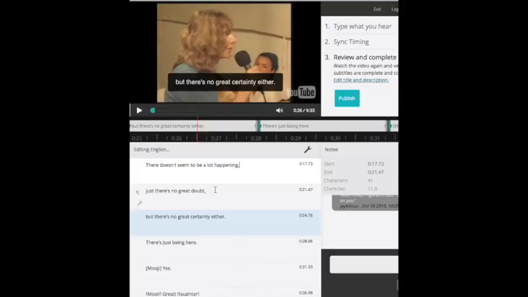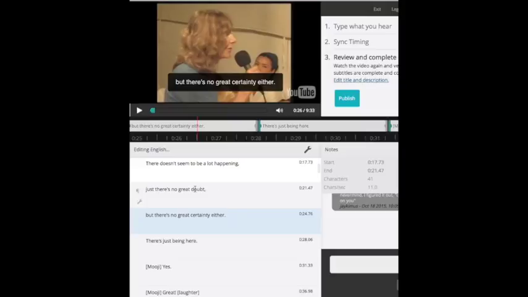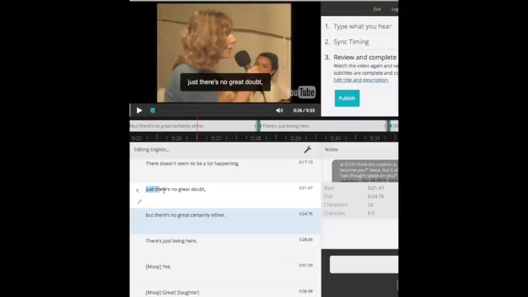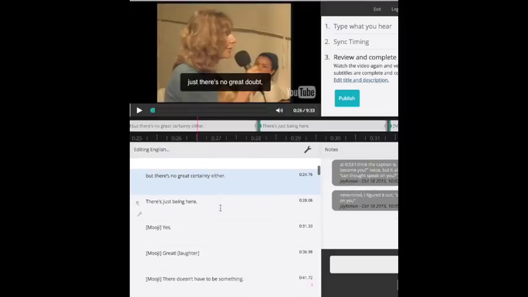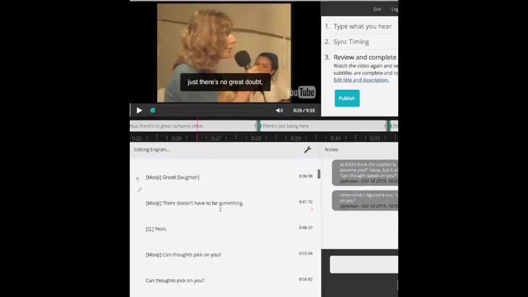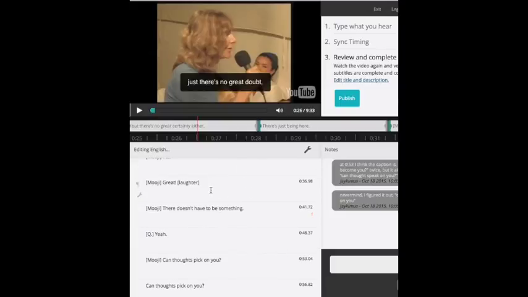It doesn't seem unusual in this case because the just is said a bit early, but it is a part of the second phrase. So we include the word just in the second phrase, but we adjust the sync timing to allow enough room for the caption before. So if we move along a bit further, I want to demonstrate another change.